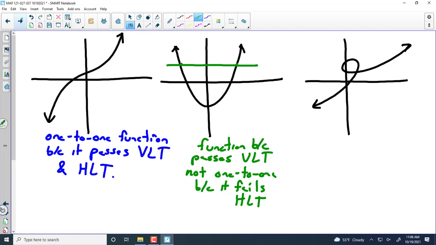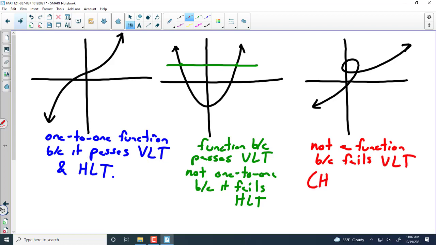What about the last one? It's not a function. And here's what we'll do for this one. Not a function because it fails the vertical line test. The horizontal line test is not even used, because once we know it's not a function, we don't really bother with it anymore.